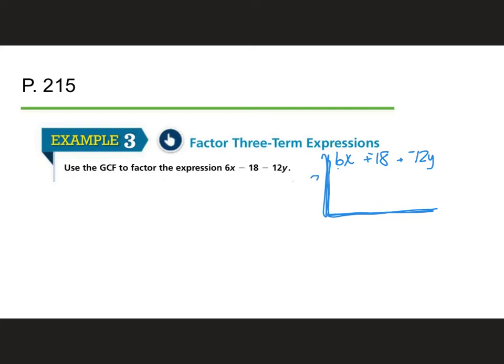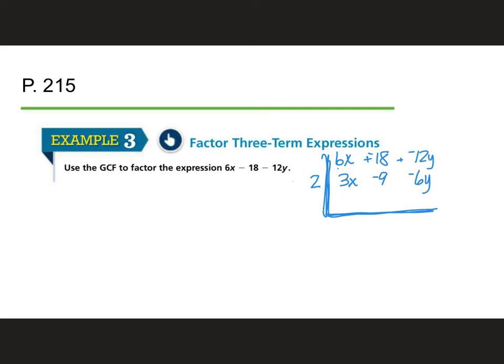I'm going to think about a number that goes into 6, 18, and 12. Let's say 2. 2 goes in all of them. So I'm going to divide, or think, 2 times what is 6? 2 times 3, and don't forget the x, is 6x. And then 2 times what is negative 18? 2 times negative 9 is negative 18. And 2 times what is negative 12? 2 times negative 6, y. I've got to bring the y along because it's back there.